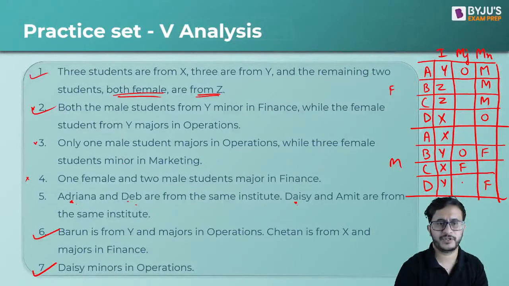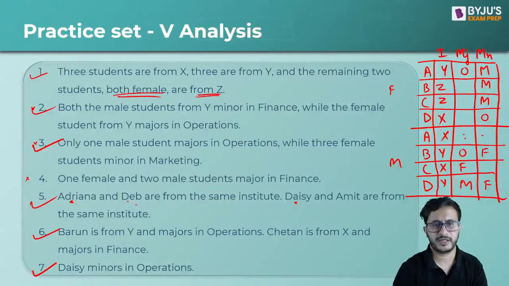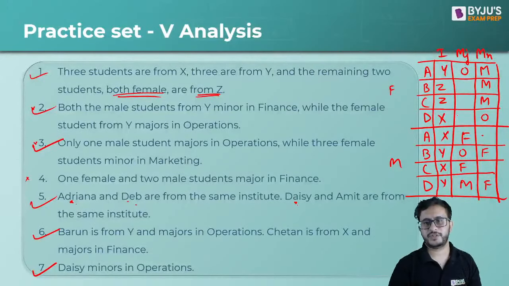Okay, now we know that only one student majors in operations. If this is major in operations, so this will be marketing because this cannot be in operations. Now this could be finance or operations, we do not know yet, so this is also done. Fourth statement, so fifth we have figured out. Fourth statement says one female and 2 male students major in finance, right? So 2 male have to major in finance, so this will be the second male majoring in finance, and 1 female. Okay, so that could be any one out of these.